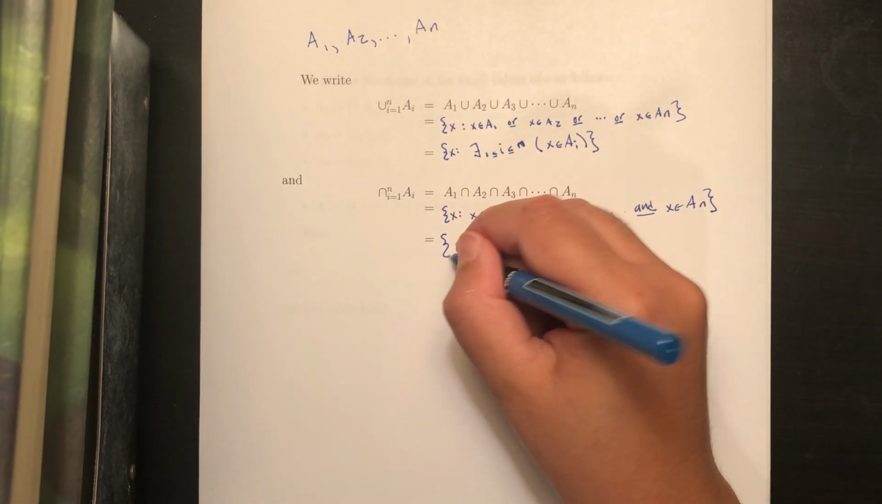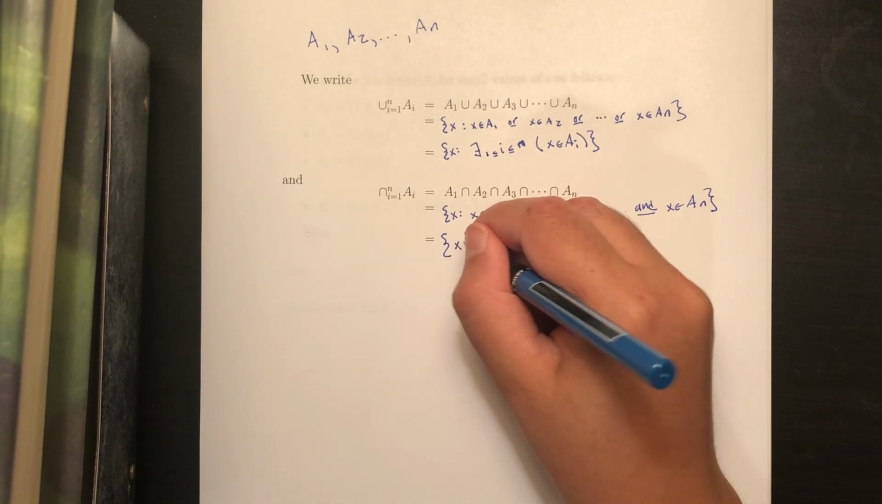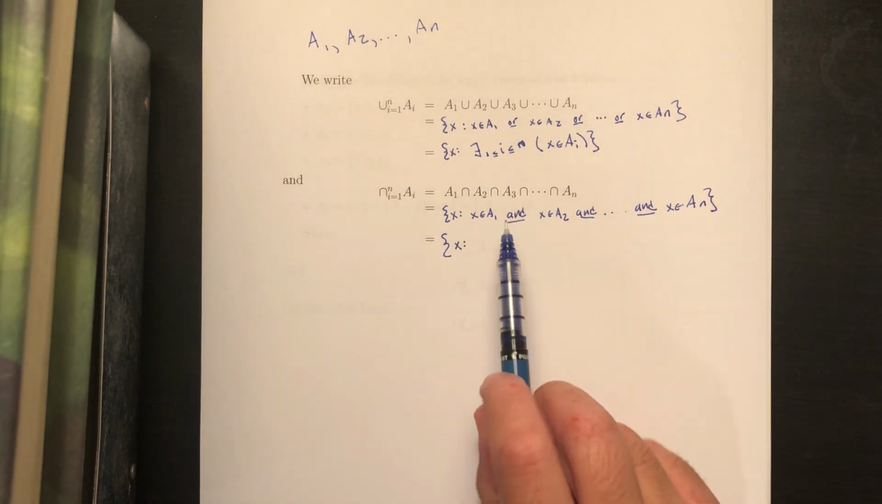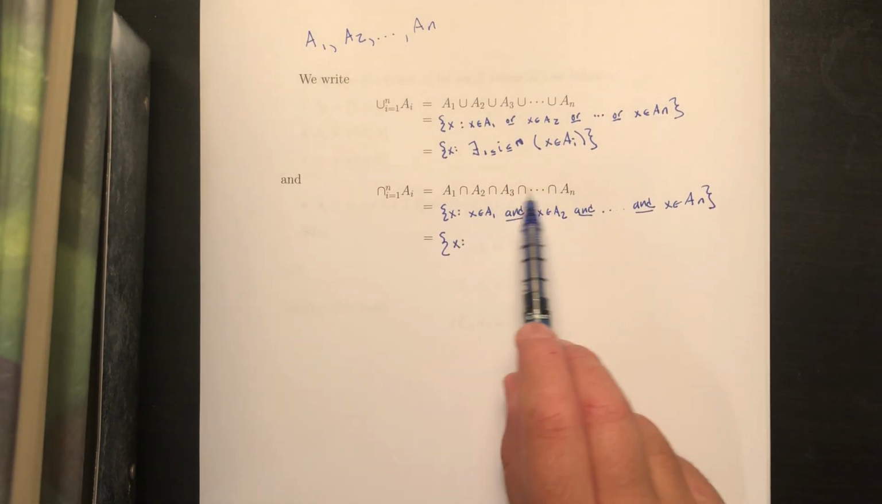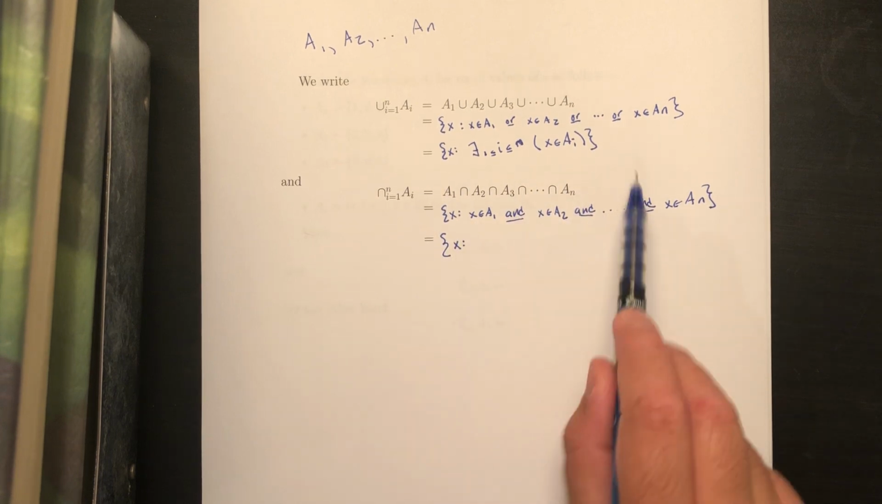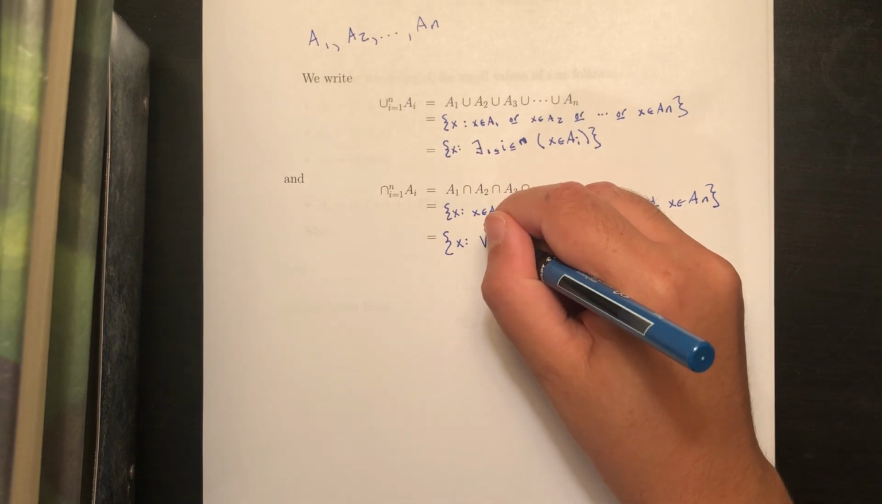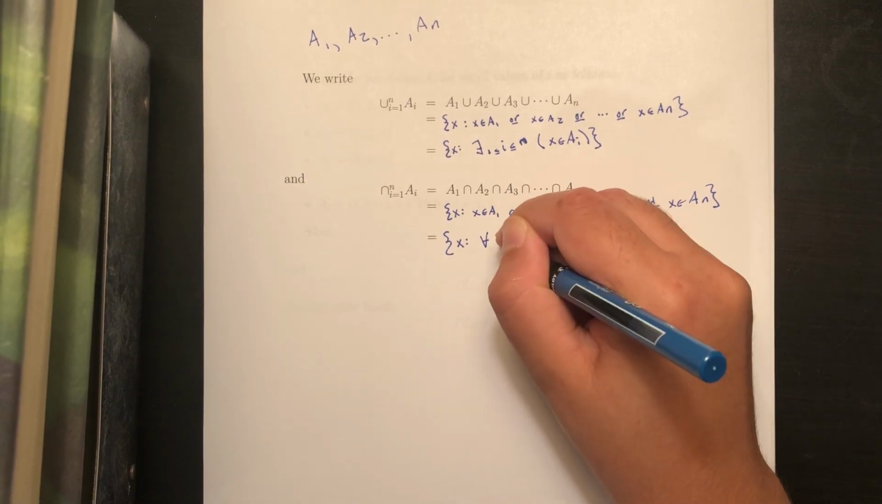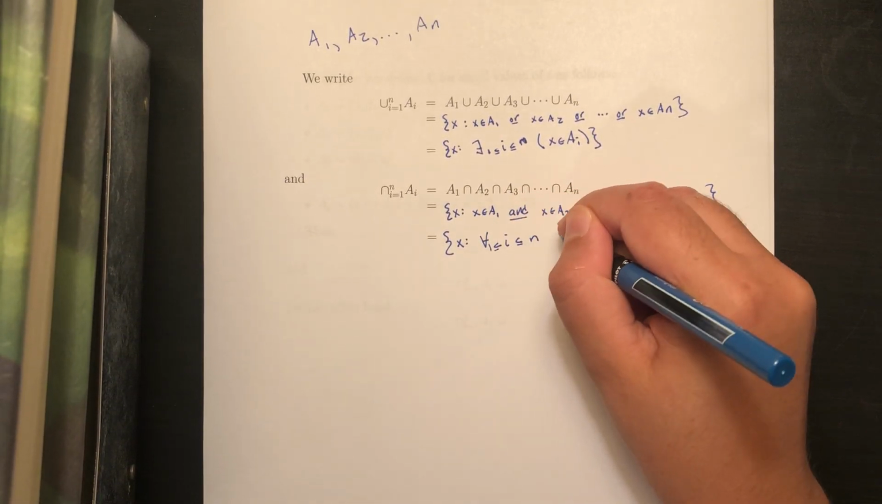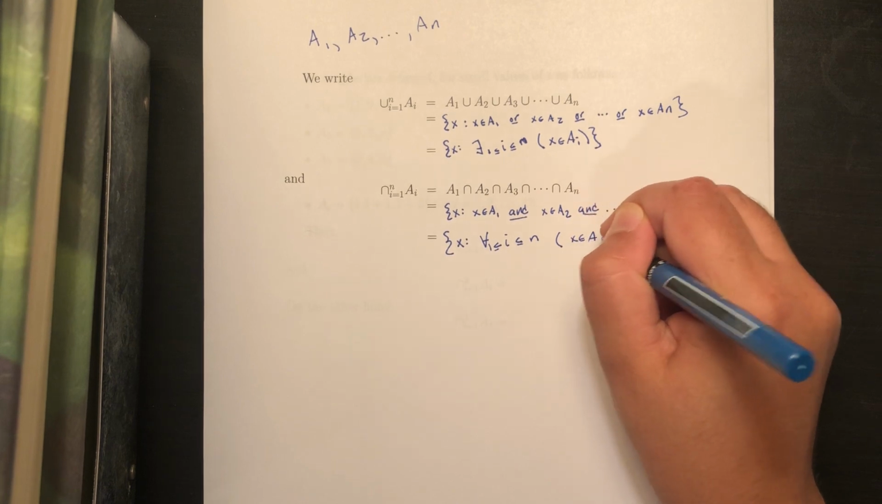And so we could write this as x such that now it's not just that there exists one set that x belongs to. To be in the intersection, x has to be in every single one of these. So this is a universal statement. For all I between 1 and n, we have that x is an element of AI.